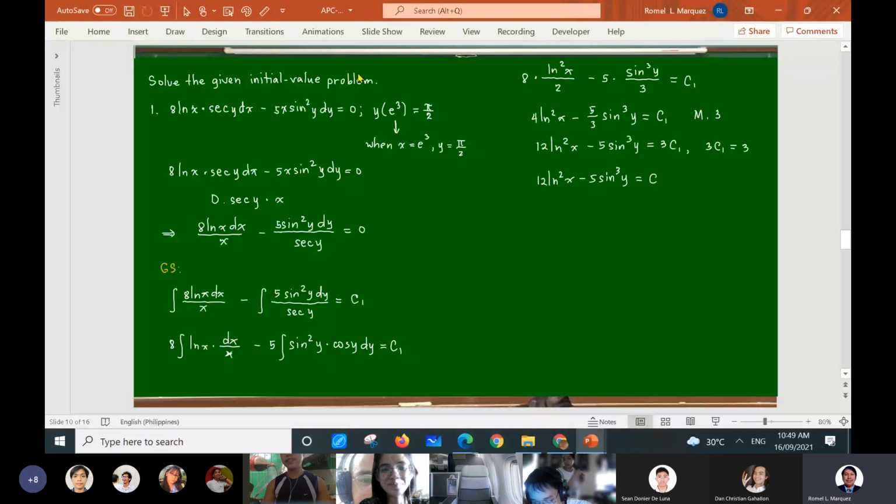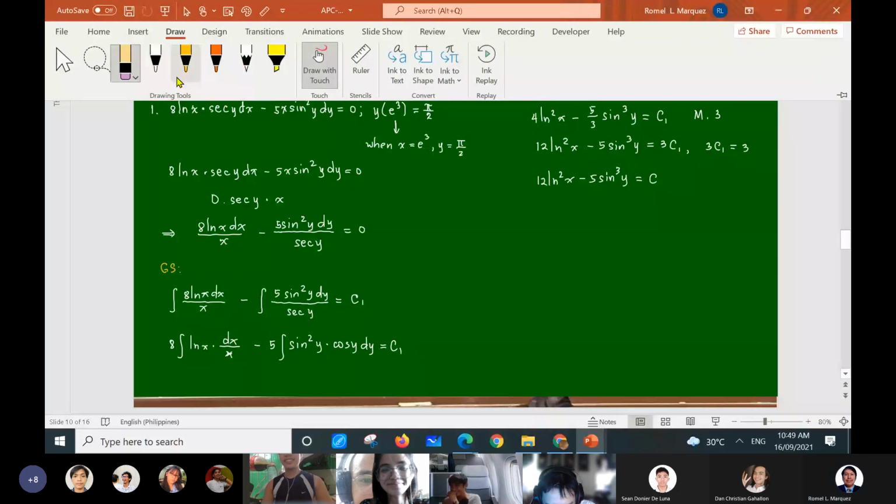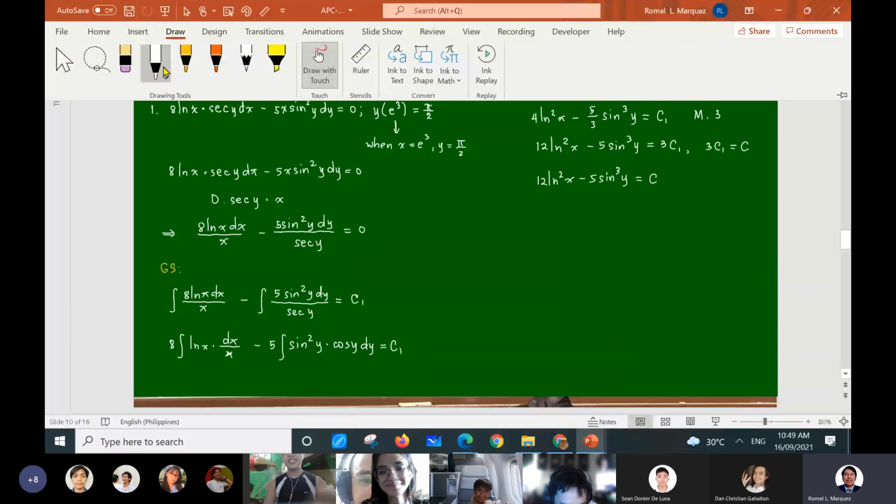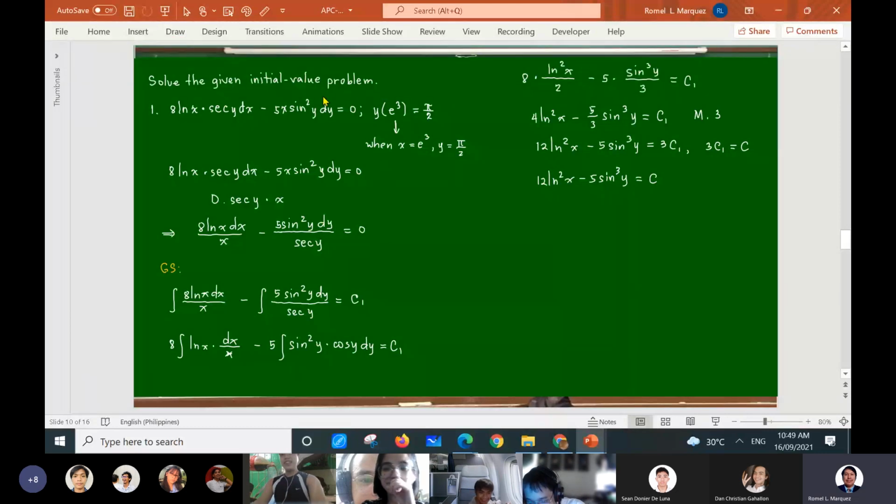Sorry, wait, that's not 3, this is c. So I now have a general solution. How to find the value of c? Because we want a particular solution, since this is an initial value problem. When you say initial value problem, you are looking for a particular solution of the given differential equation subject to the initial condition, having one value only for the independent variable.